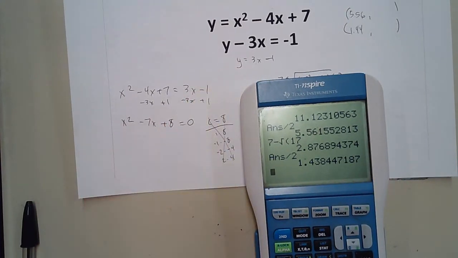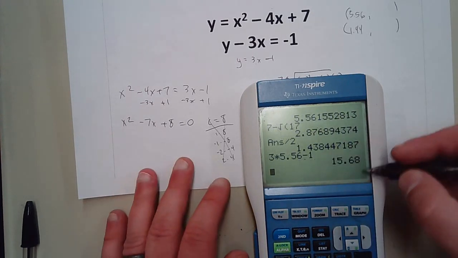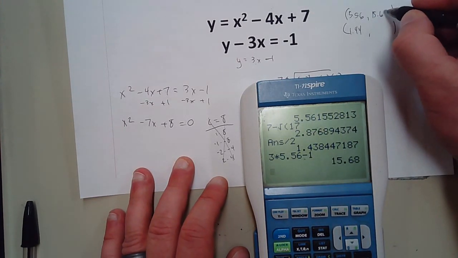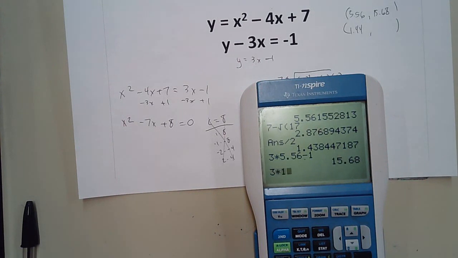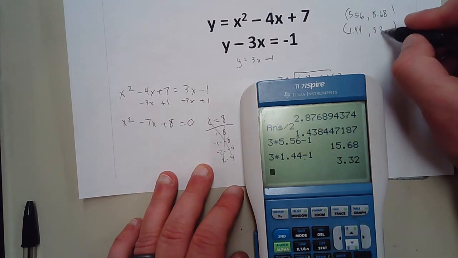So I'd probably use the second one. It's just going to be easier. So if I do 3 times 5.56 minus 1, that's 15.68. Then if I do 3 times 1.44 minus 1, that's 3.32.